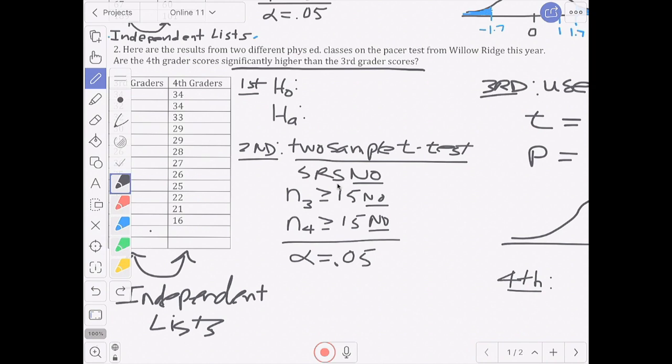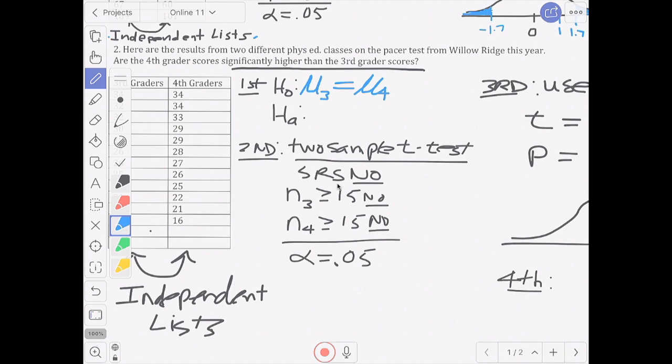So just to highlight and race you through the parts that probably are the toughest from the test, you would start off by saying, is the average third grade score on the PACER test the same as the average PACER test for a fourth grader?